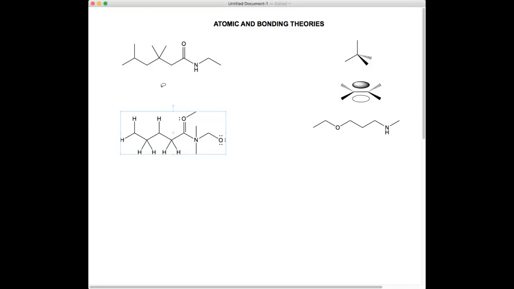So I drew two molecules here on the board. So let's do a couple of problems. For this one first, I want you guys to provide the molecular formula for this compound. So let's do that, guys.